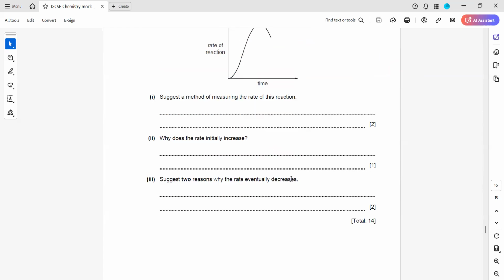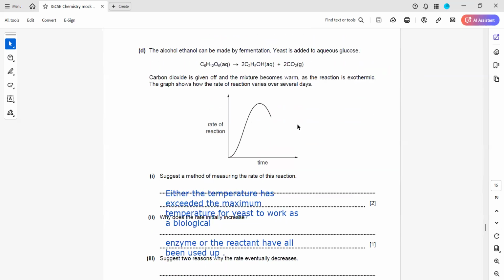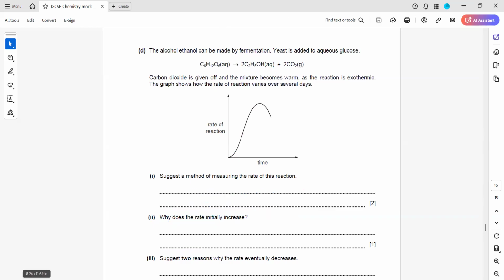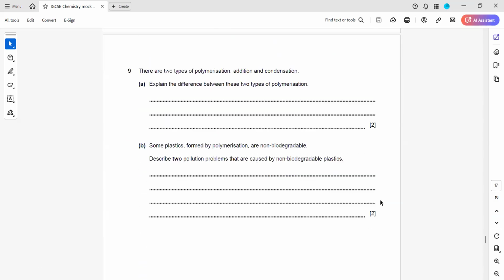Give 2 reasons why the rate eventually decreases. One is the high temperature denatures the enzyme. The second is the production of alcohol may kill the yeast, because yeast cannot survive in alcoholic conditions. So one is the enzyme in the yeast denatures due to high temperature. Another one is yeast destroyed by alcohol, yeast killed by alcohol.